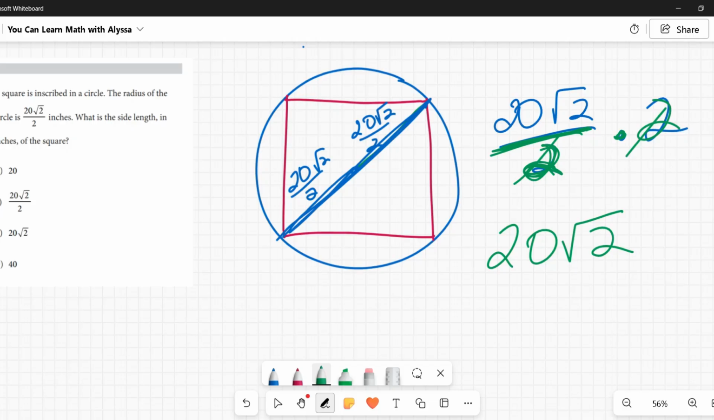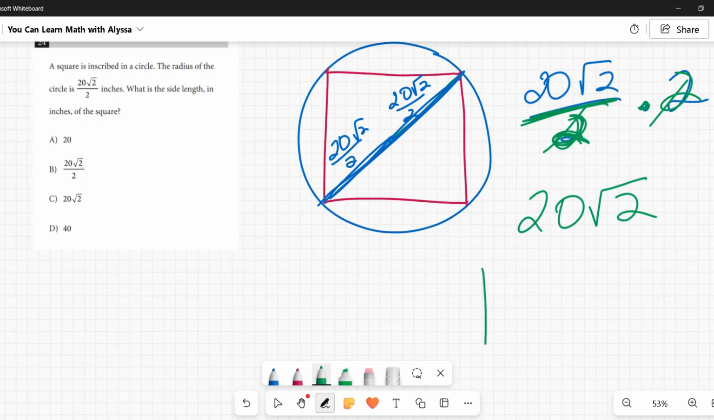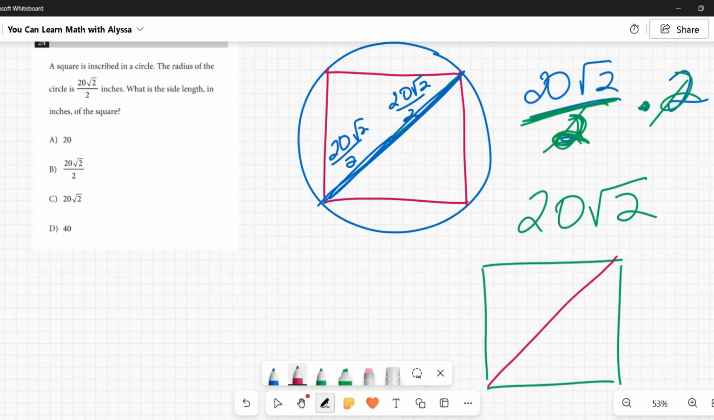Okay, I'm going to take this square out of the circle. I'm not going to really need the circle anymore. It has served its purpose. So I have the square, I've taken it out of the circle, and I know the length across it, this diagonal, is 20 square root of 2. What happens when you draw a diagonal through a square? I divide it into two triangles.